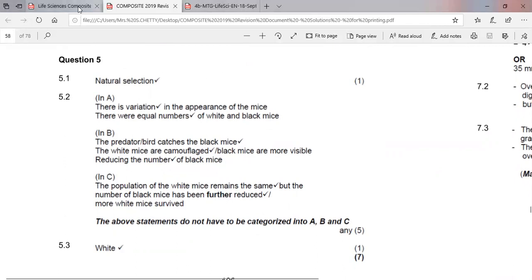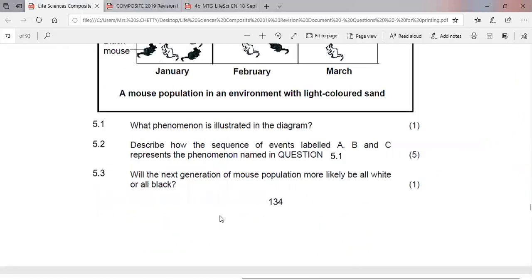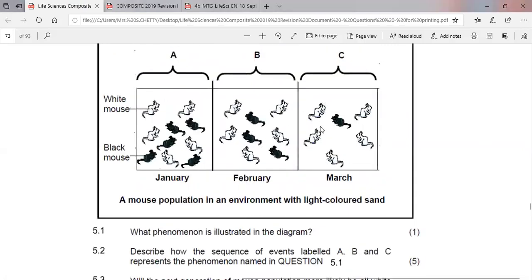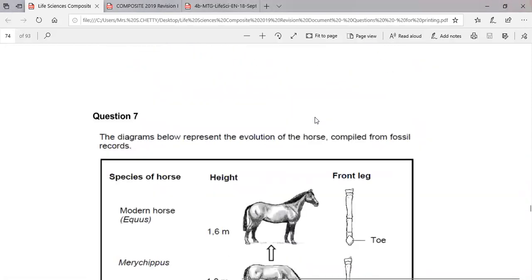Okay, darlings? Let's go back to the question. Will the next generation of the mouse population more likely be all white or all black? Of course, my darlings. These guys will now reproduce, passing the favorable characteristic of whiteness to their offspring. So most of them would be white.